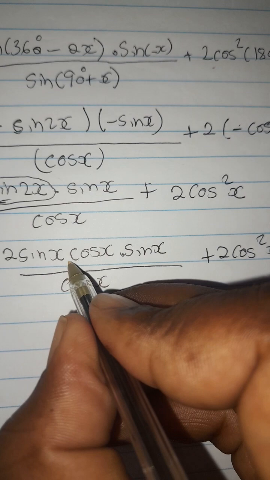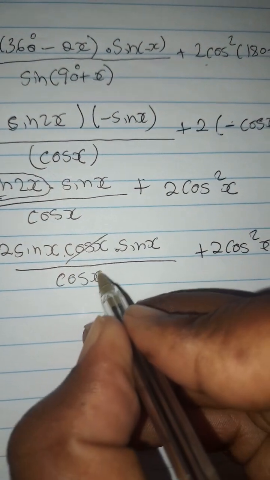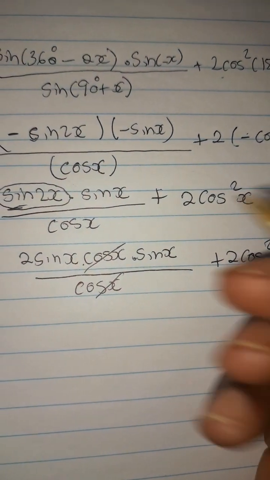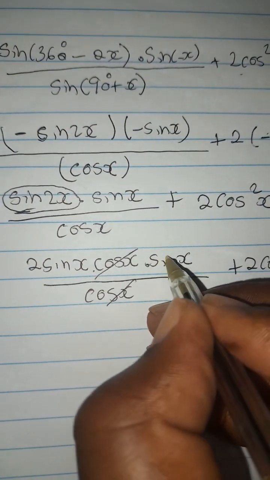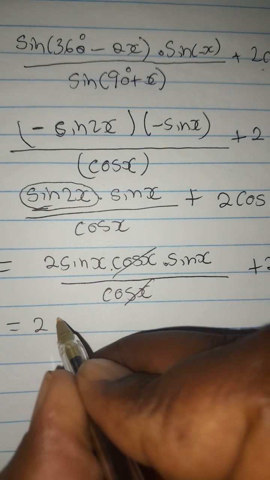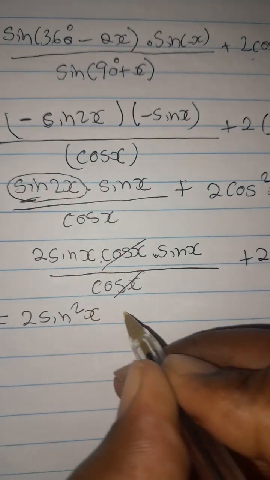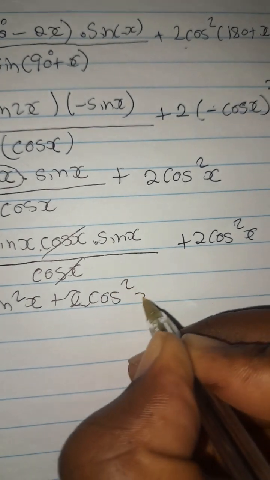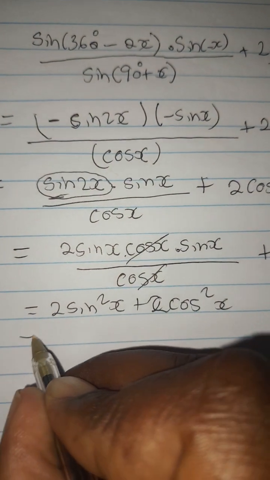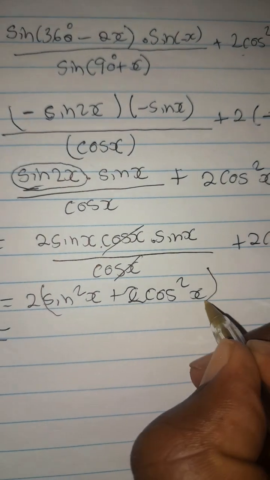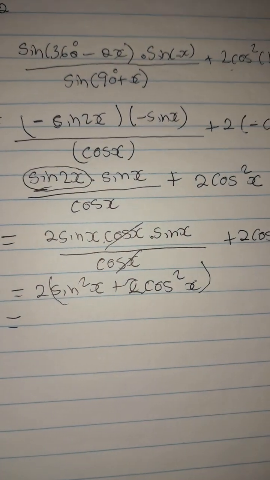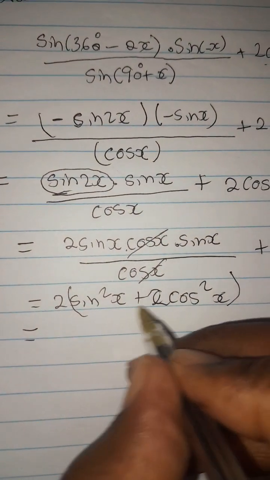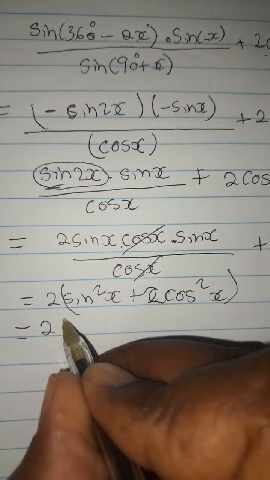So what is nice, is there something that we can cancel here? Yes, it's cos and cos, right? So we could cancel because of the multiplication. So 2 sine x times sine x, we are left with 2 sine squared x plus 2 cos squared x. From here we can see something special. What is that? It's a special identity, which is sine squared plus cos squared, but we have to factor out 2 in this case.